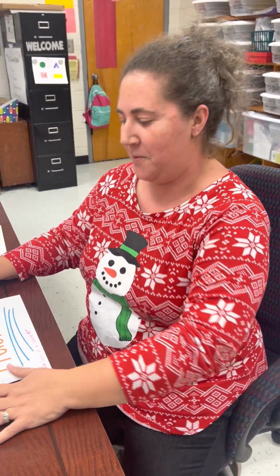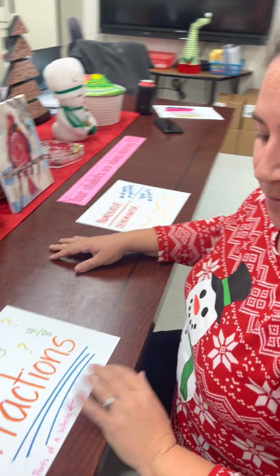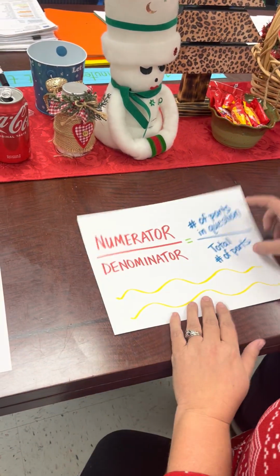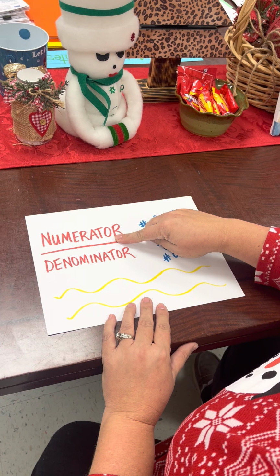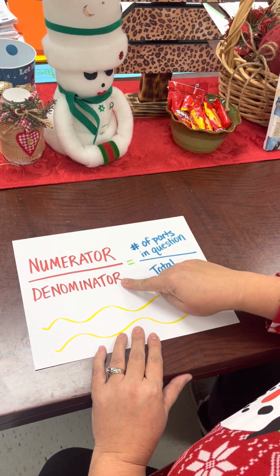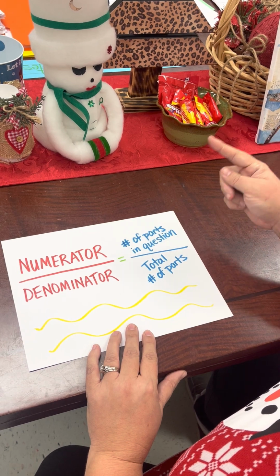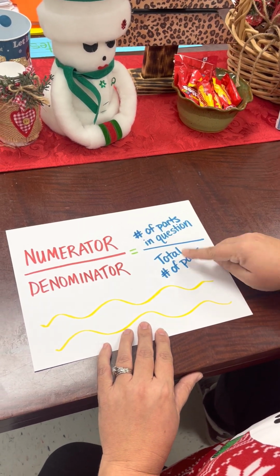So with fractions, we're dealing with parts of a whole. And the main thing we're going to talk about is a numerator, that is the top number, and the denominator. Numerator tells us number of parts in question, and the denominator is our total number of parts.